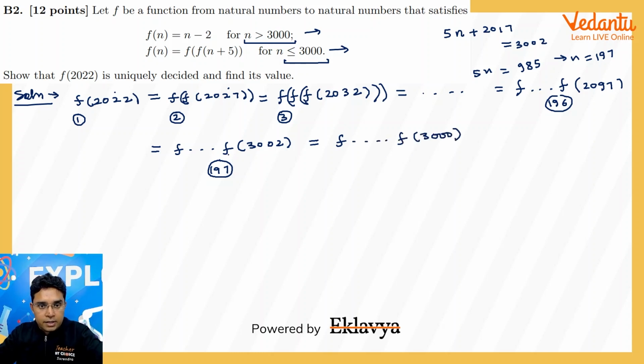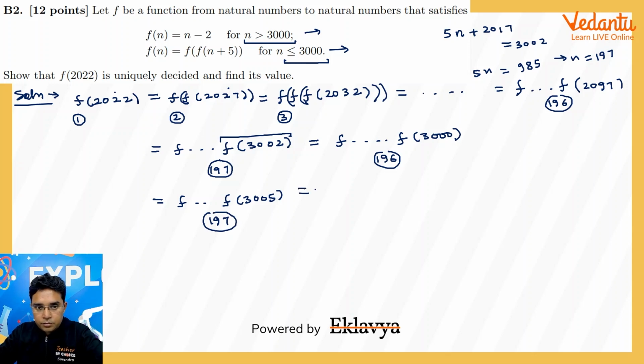In this case, you can see f of 3002 will be written as f of 3000. So here the appearance of f will be just 196 times. Now once again, for n less than or equal to 3000, if we do it, we can again write f of 3005. And in this case, this f will once again be written 197 times.